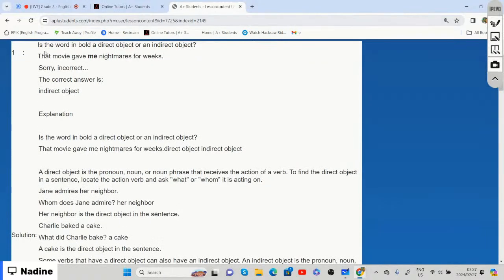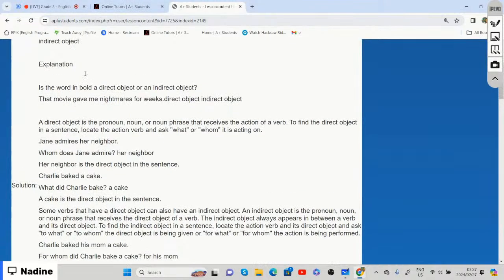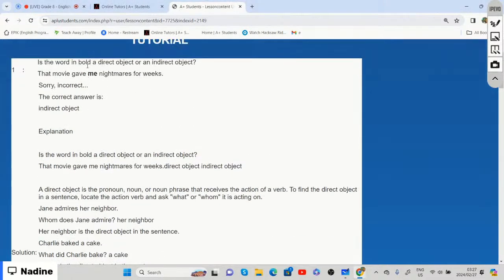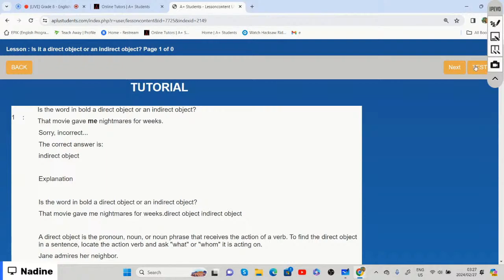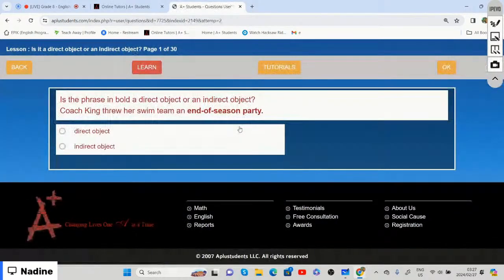All right. So we said that the direct object is a pronoun, noun, or noun phrase that receives the action of the verb. And we need to locate the action verb and ask ourselves to what and whom it is acting on. All right, so now let's go to our test. So we're going to our test where we need to say if the phrase in bold is either a direct object or if it's an indirect object.